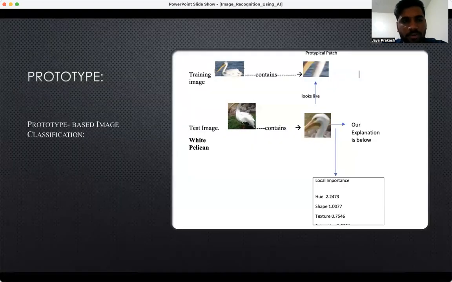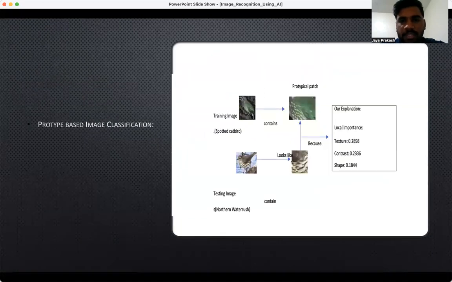In the next slide, we can see the pictures and the prototype, and we have the content of it and the prototype based on image classification. And we have another image, and this is also a prototype based classification image.